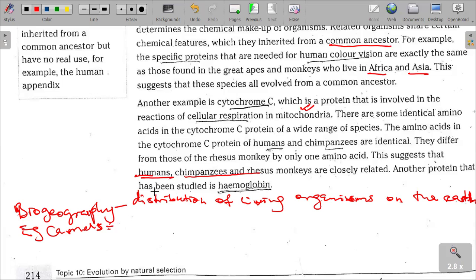You should understand that natural selection is what helped. Through natural selection, the descendants of the original camel ancestors evolved the diversity that we have today. It happened through natural selection.